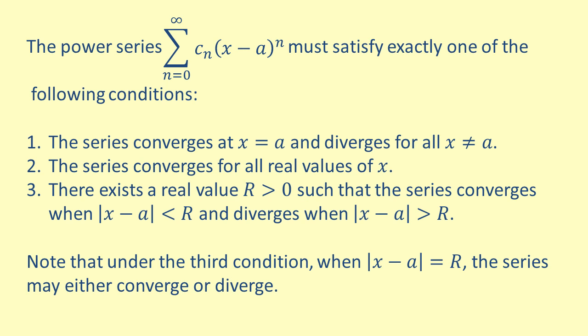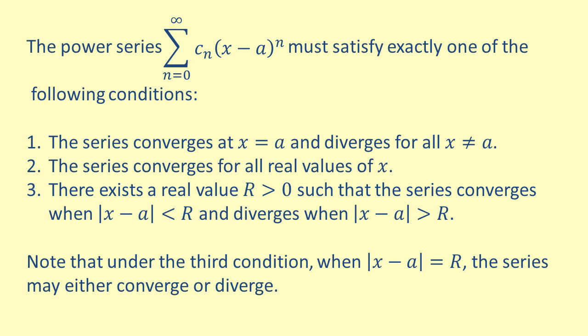Let's take a look at some properties of the convergence of a power series. If we have a power series defined by the sum from n equals 0 to infinity of c sub n times the quantity x minus a all raised to the n power, then it must satisfy one of a few conditions. The first condition states that the series converges only when x is equal to a.